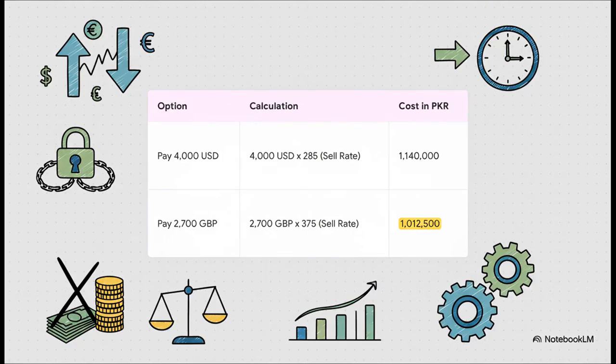Now let's put that rule to work. Let's say you've got a fee to pay, and you can use either US dollars or British pounds. Remember, it's a payment, so you're buying the foreign currency. That means we have to use the bank's higher selling rate for both. And when you run the numbers, wow, it's not even close. Paying in pounds is way, way cheaper.